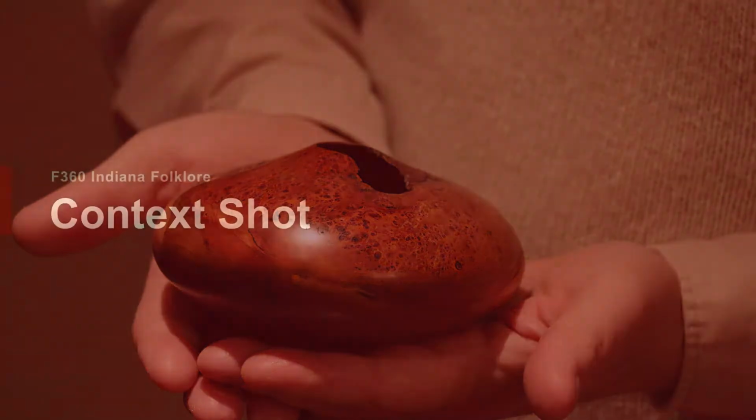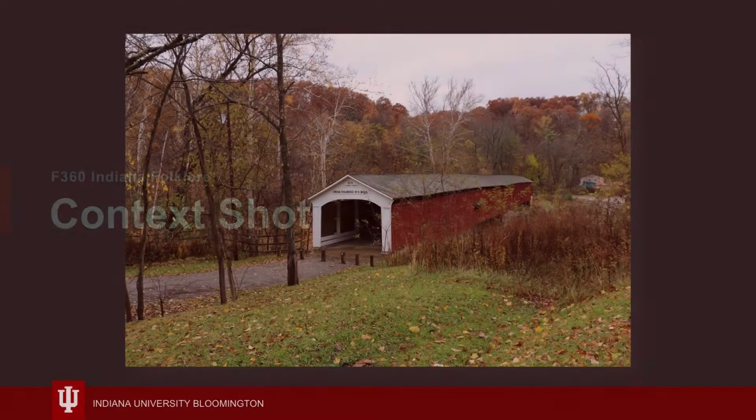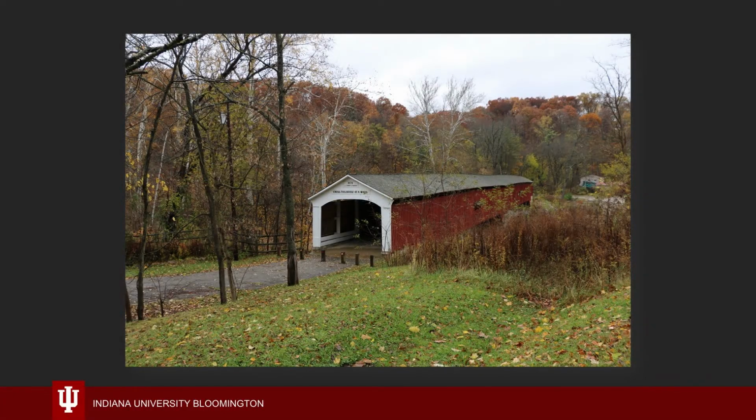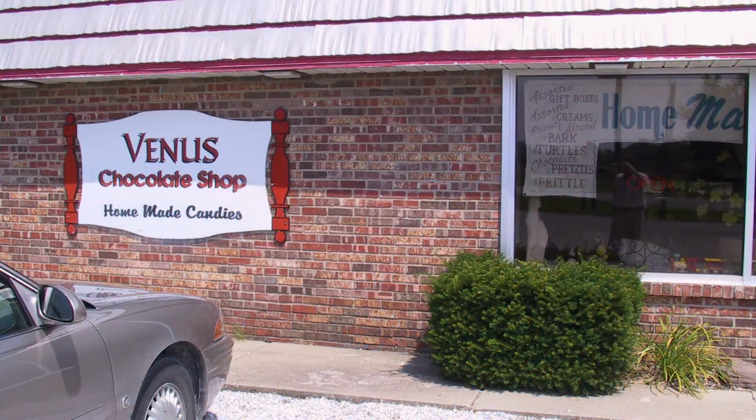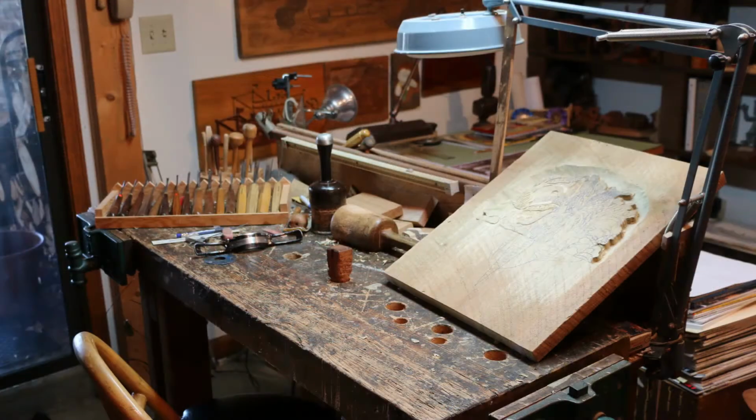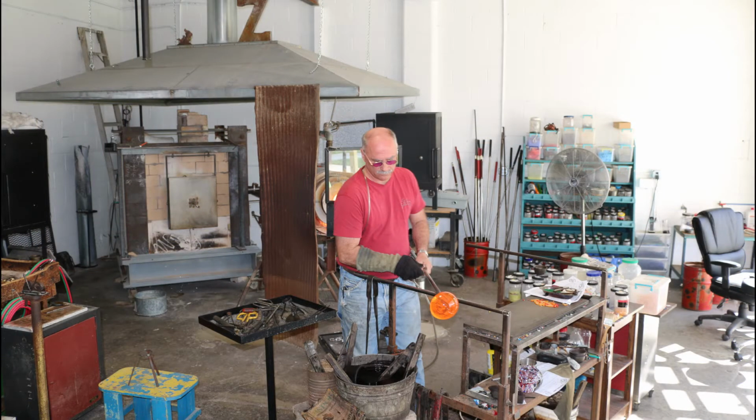A context shot. A context shot is a photograph of the establishment or the place. This can be both the big picture, like what the landscape looks like in and around where the artist is working, but also shots of the shop where they work, an interior of their workbench and where they're actually doing their creative work. A quilter's sewing room, for example.